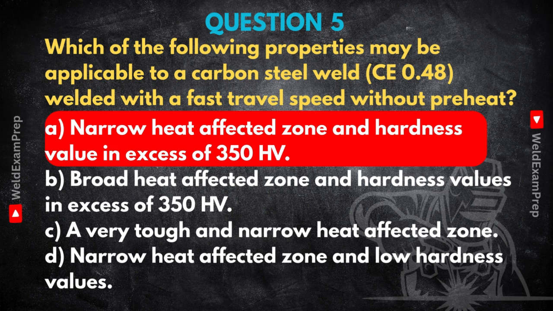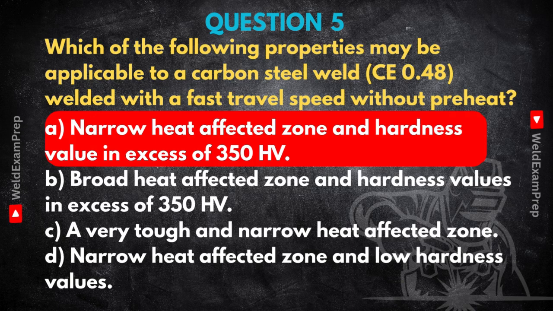Okay, now the fast travel speed. Fast travel speed means the heat source, the arc, moves quickly. This puts less total heat into any given point along the weld seam per unit of length. Less heat input generally means the heat doesn't spread as far into the surrounding base metal. So the result is a narrower heat-affected zone, or HAZ. The zone next to the weld that got hot but didn't melt is smaller. Narrow HAZ. Got it. And the lack of preheat.